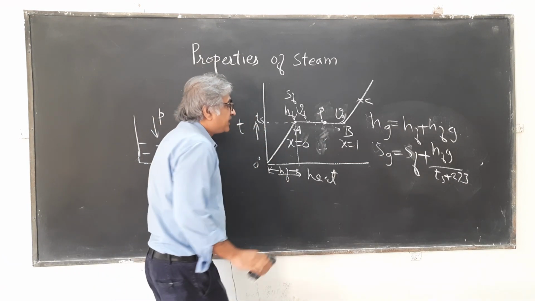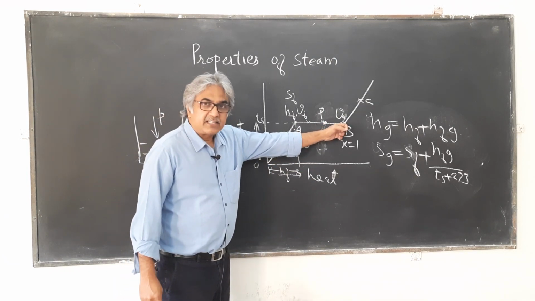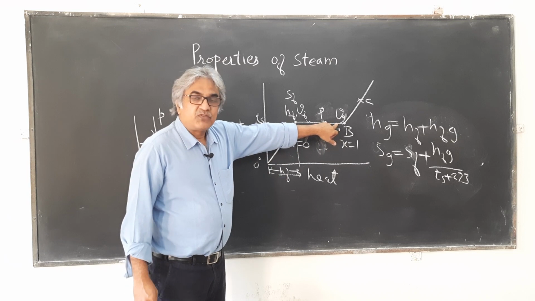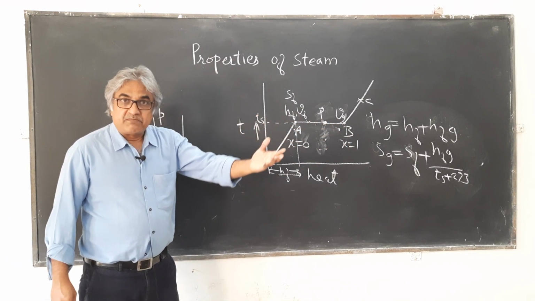Now, if you want to find the volume, it is the volume of dry saturated steam, denoted as Vg, and you will get it directly from the steam table.